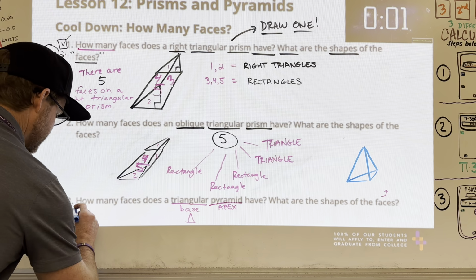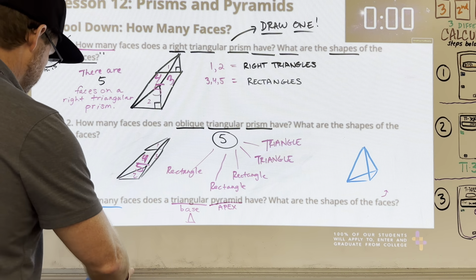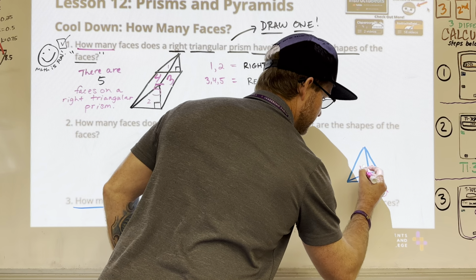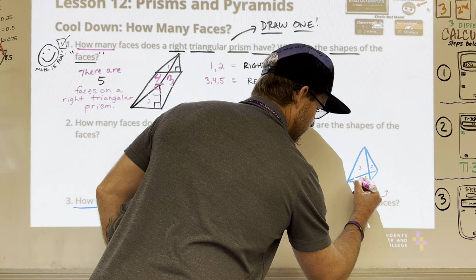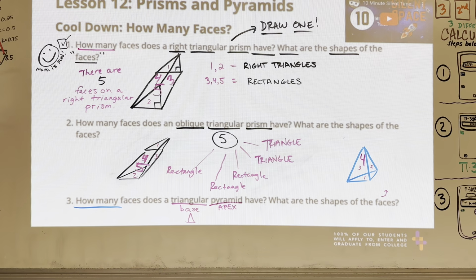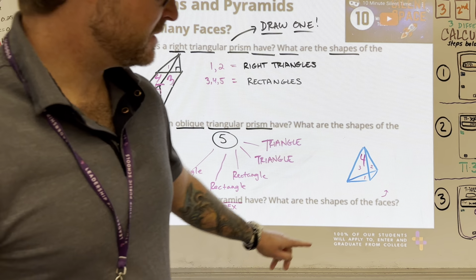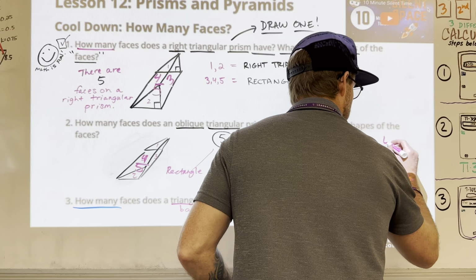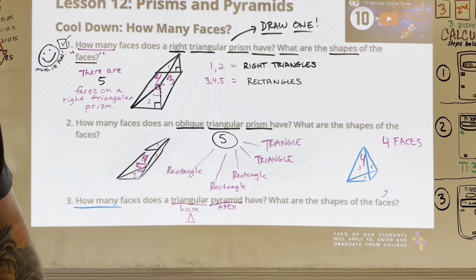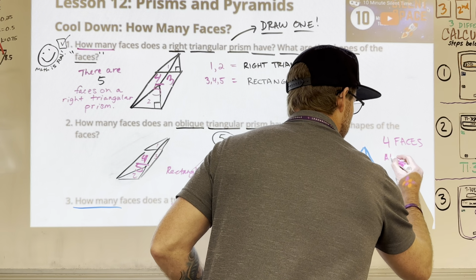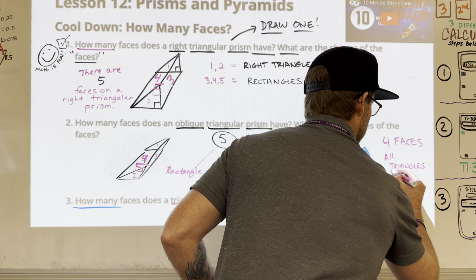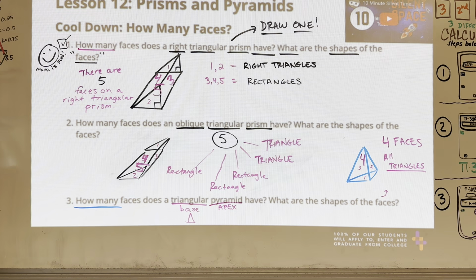How many faces? This is where you count them. You've got 1, 2, that little one, 3, this one, and then if you look closely, there's a big 4th triangle. So I see 4 faces. What are the shapes? All triangles. Four faces, all triangles.